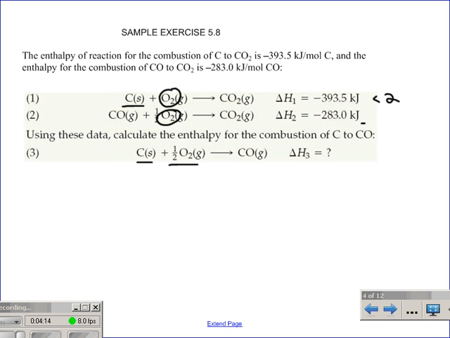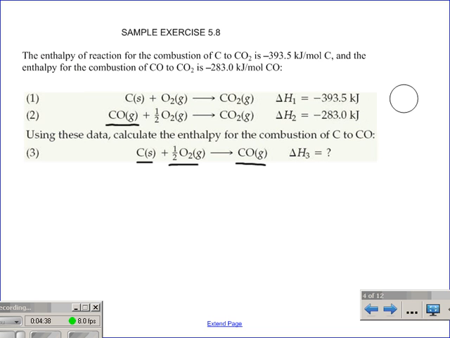Anytime you run into that situation, I would skip over that one and go on to the next thing in the equation, because by doing that, the oxygens are probably going to fall into place. So let's look at where the carbon monoxide is. Carbon monoxide is a product here, and it has a coefficient of 1. Carbon monoxide is a reactant up here, and it has a coefficient of 1. So the coefficients are fine.